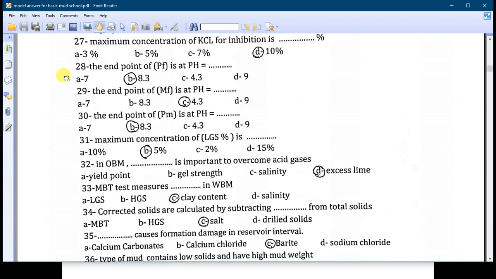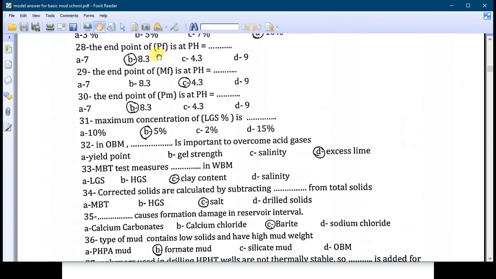Number 28, the end point of phenolphthalein for filtrate is at pH 8.3. Okay, take care of this. The end point for the PF, when the color changes from pink to colorless, is at pH equal 8.3.